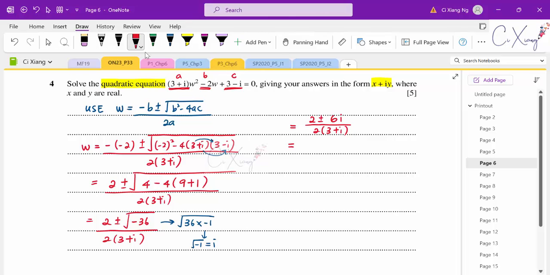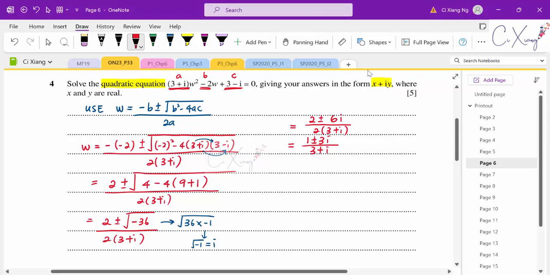Okay, next step. For the terms on top, the numerator, you can factorize out the 2. If you factorize the 2, you simplify with the term at the bottom. So you're having 1 plus minus 3i divided by 3 plus i. Then we are going to separate them, so I'm having 2 answers for this part: 1 plus 3i divided by 3 plus i, and another one would be 1 minus 3i divided by 3 plus i.